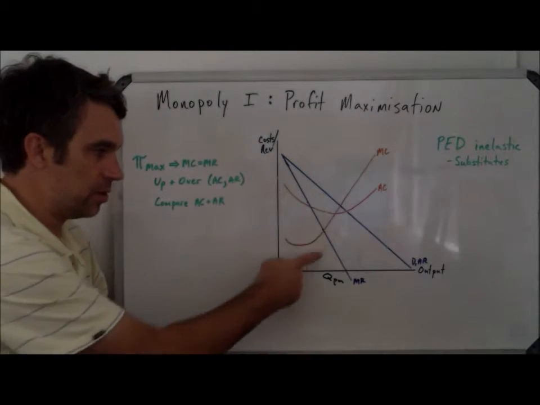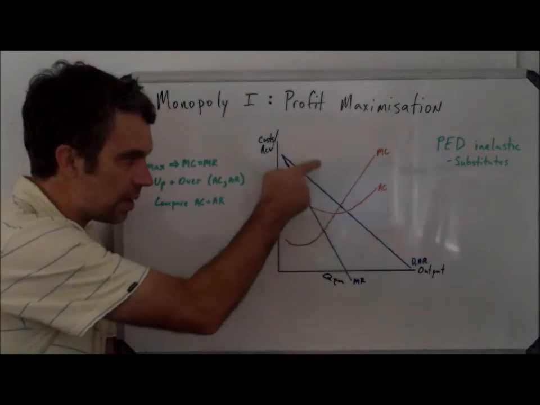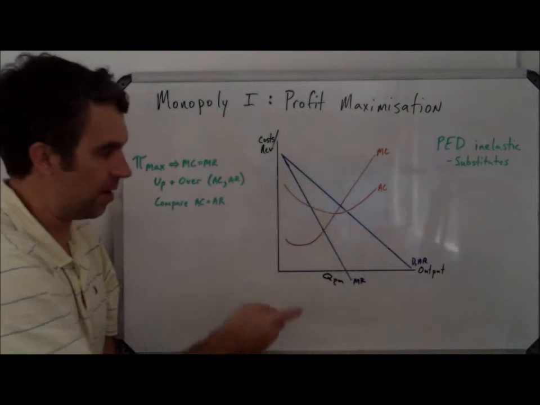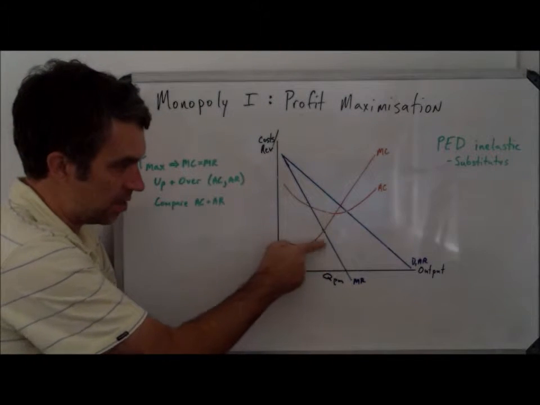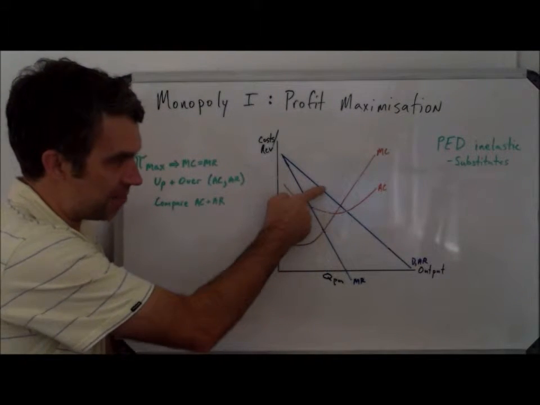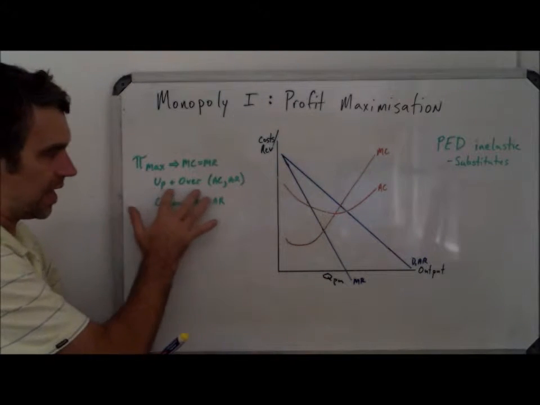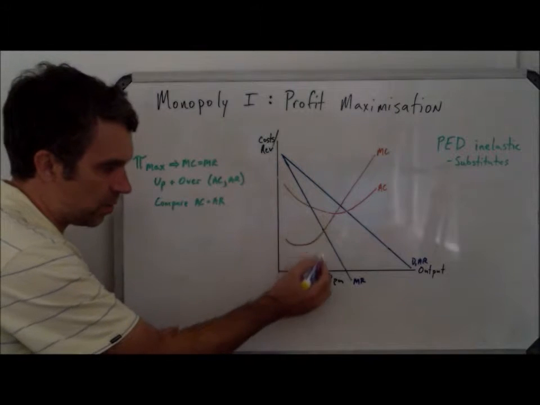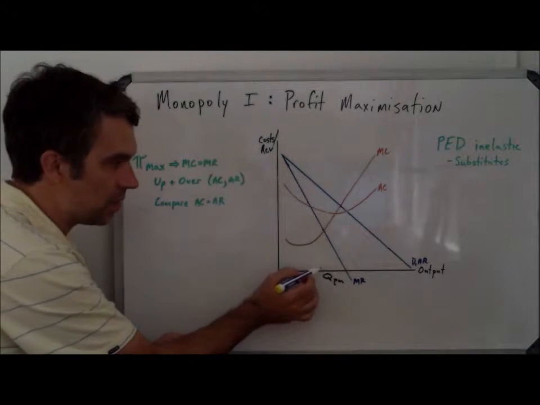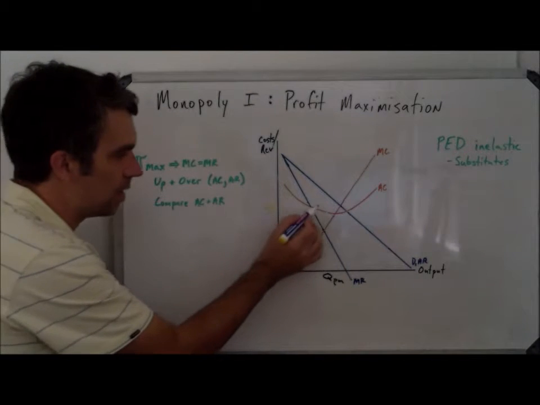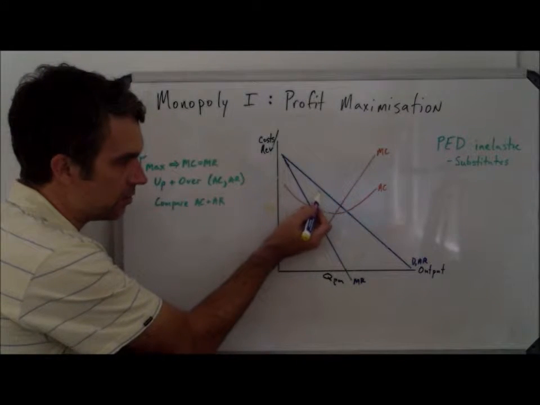The next thing I do is go straight up from this point. Really, once we've figured this out, nothing to the left or right matters. All that matters is what the average cost is and the average revenue at that quantity. That's why I always say up and over. So from this point, we label it QPM, then we come up to average cost and over and up to average revenue.